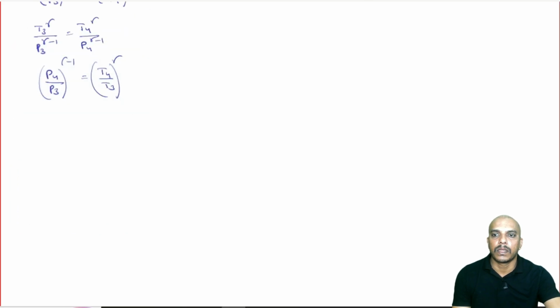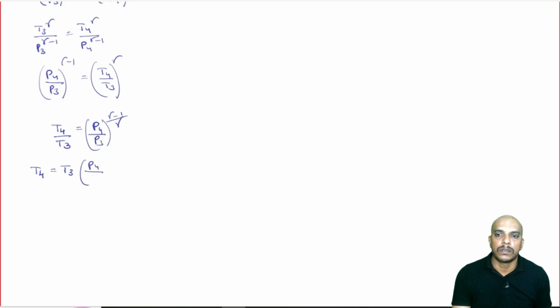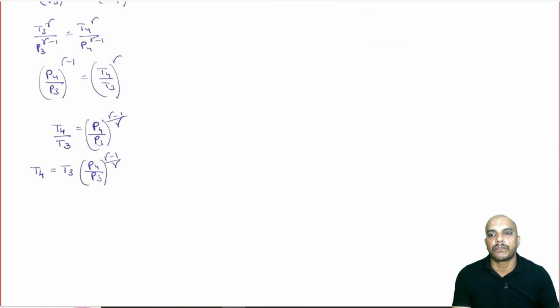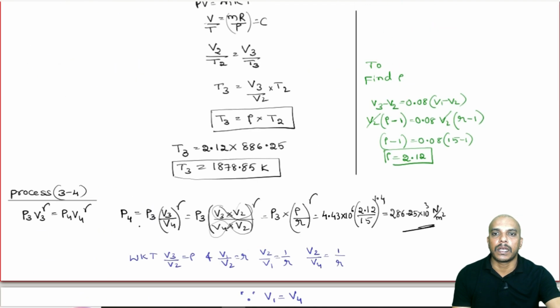If we do that, T4 by T3 is equal to P4 by P3. Now, if this gamma goes to here, it will be gamma minus 1 by gamma. So, this will be T4 is equal to T3 into this pressure ratio whole power gamma minus 1 by gamma. Now, what is T3 here? T3 is known to us, 1878.85, and this P4 by P3 we have already calculated.